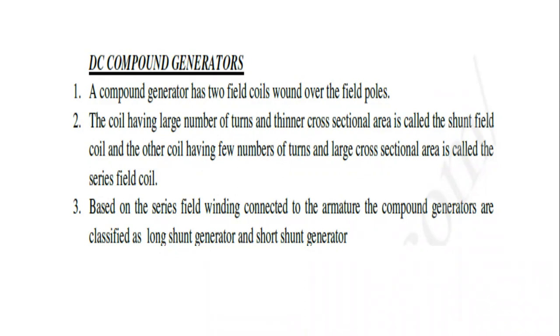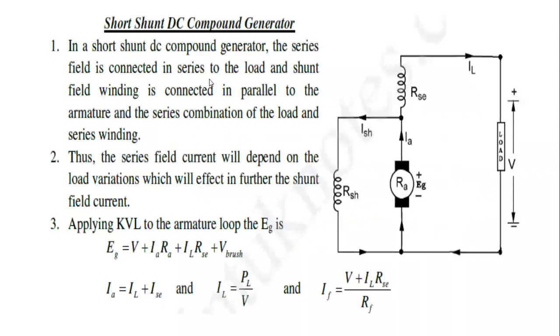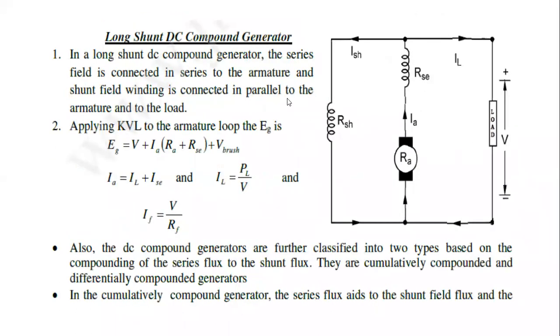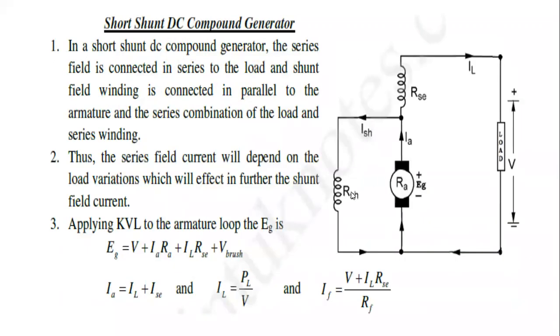Based upon the series and shunt winding connections, the DC compound generator is again classified into two types: the short shunt compound generator and the long shunt compound generator. Depending upon the connection of the shunt winding, the compound generator is classified into these two types.